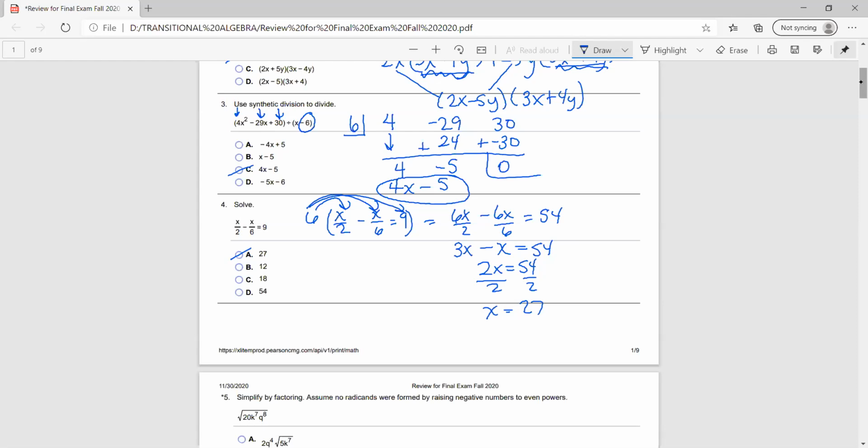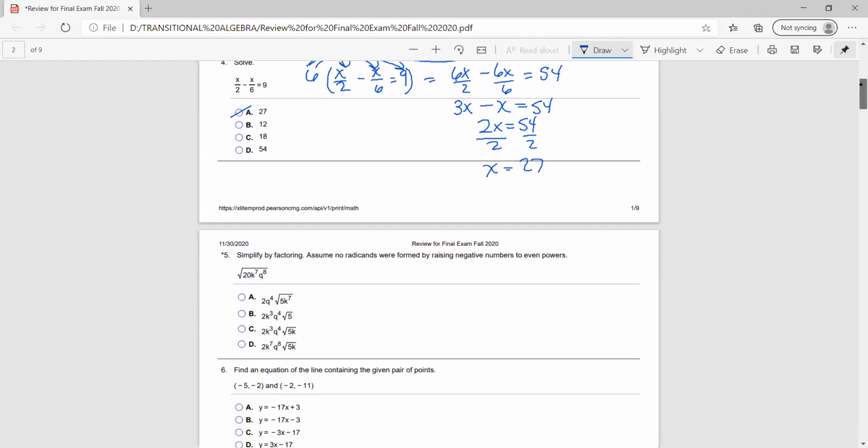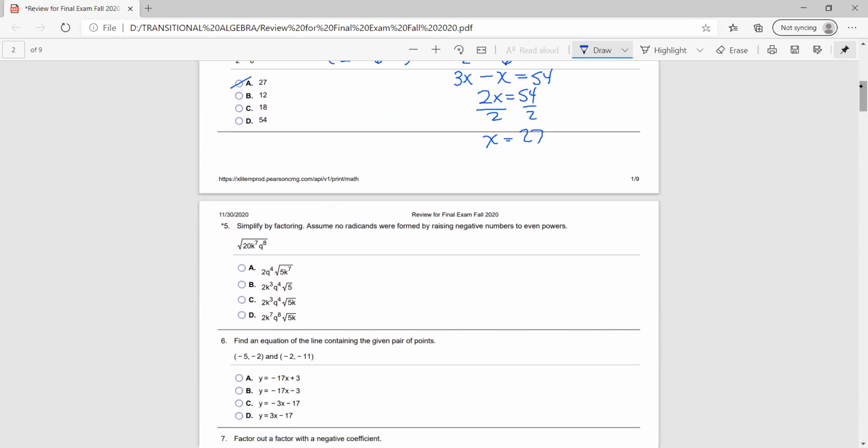Let's look at number 5. It says simplify by factoring. Assume no radicands were formed by raising negative numbers to even powers. So in this example, what we know is, I'm going to go ahead and just separate it all out. If we look at the prime factors of 20, 2 will go into 20 10 times, 2 will go into 10 5 times, and then that's it, right? 2, 2, and 5. So 20 is 2 times 2 times 5. Then we have 7 k's and 8 q's.